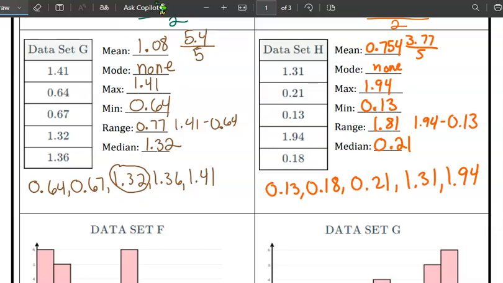We have a mean of 0.754. There's no mode. The largest number is 1.94. The minimum, the smallest number is 0.13. The range is 1.81, and then the median, the middle, is 0.21. You also want to order them from least to greatest when finding the max, min, and medians.